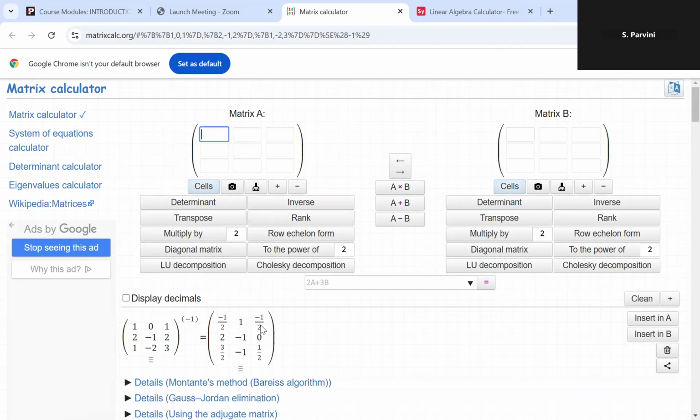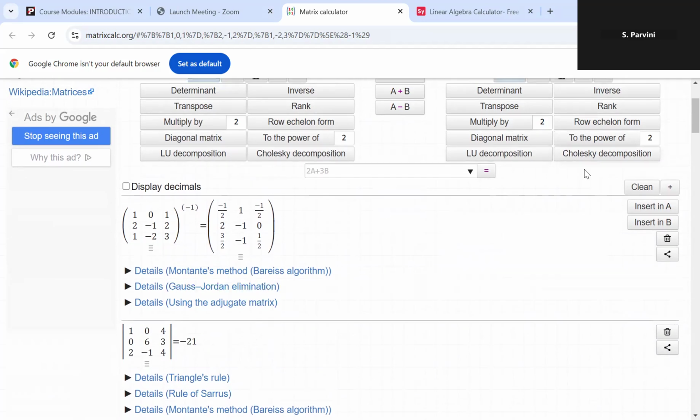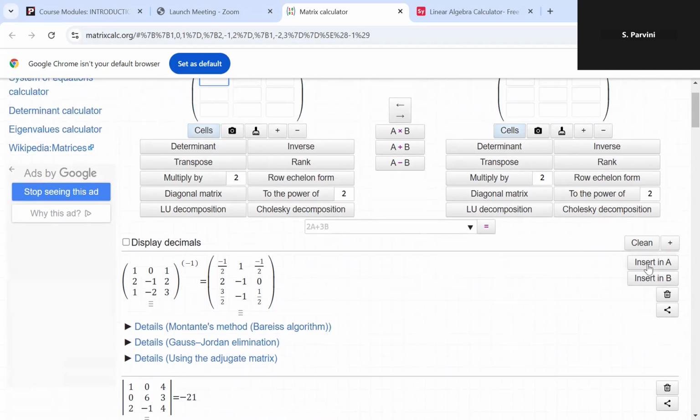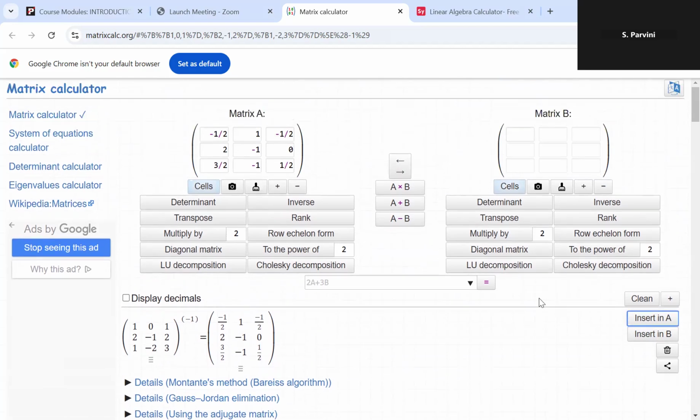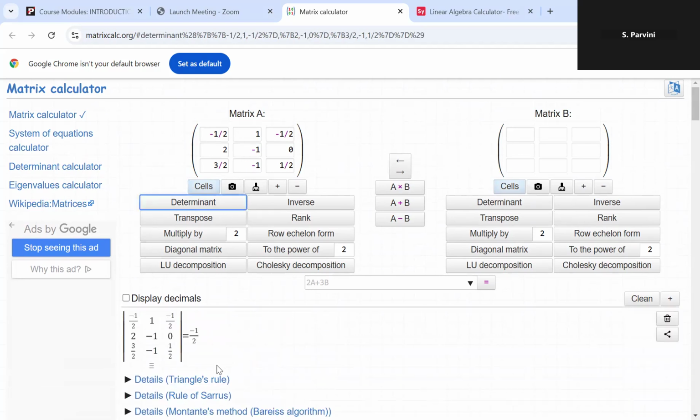Oh, actually, I just realized to the right in here, folks, see, this is the inverse, right? To the right, it says insert in A, insert in B. Perfect, I'm going to do that. Let's insert in A. Isn't that great? I don't have to type these in. They're all up here. And then let's find the determinant. The determinant is -1/2.